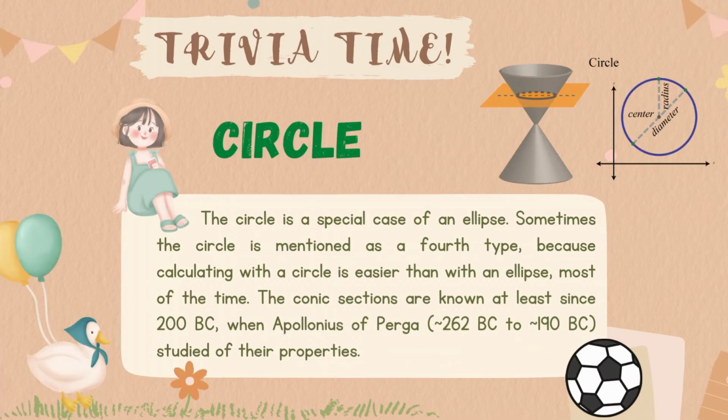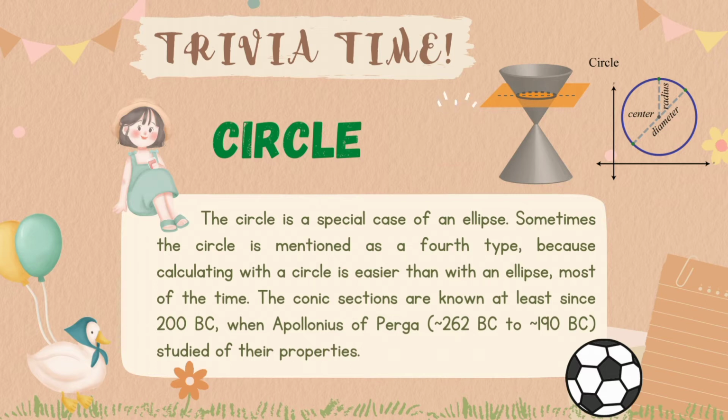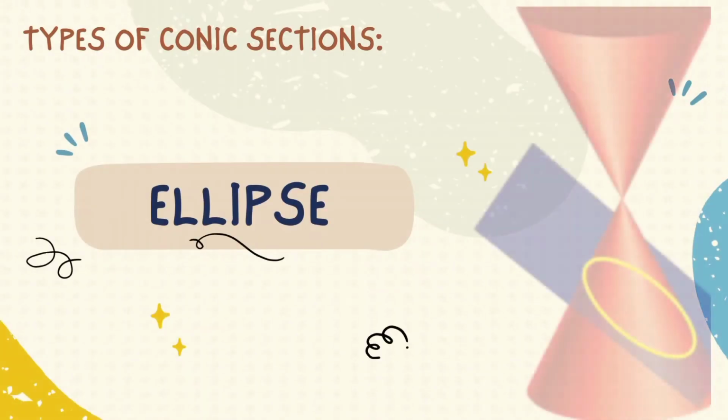Trivia time! The circle is a special case of an ellipse. Sometimes, the circle is mentioned as a fourth type because calculating with a circle is easier than with an ellipse most of the time. The conic sections have been known since at least 200 BC, when Apollonius of Perga studied their properties. So next, ellipse.